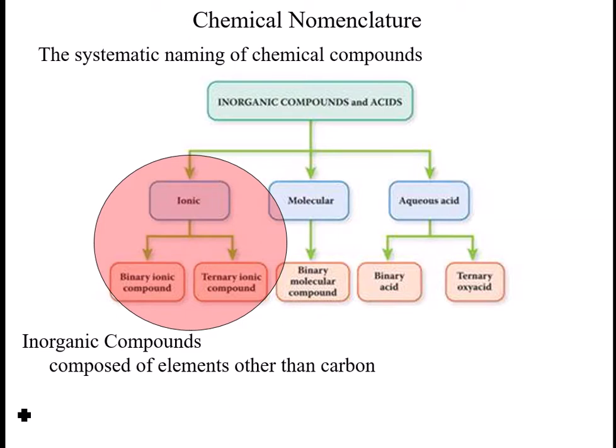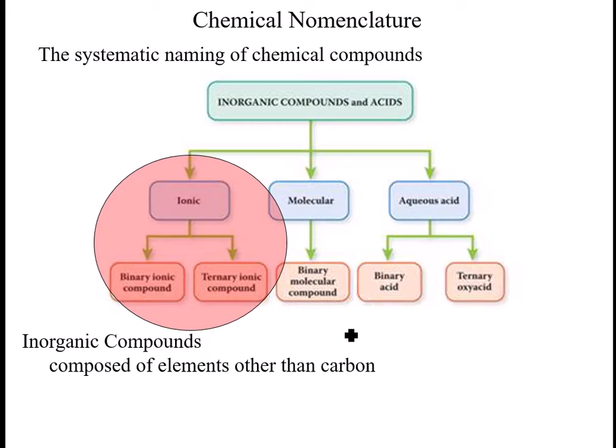Okay, section 2.8 is the naming of simple compounds. Chemical nomenclature is the systematic naming of compounds, and there are 3 areas of this, and I'll probably make 3 different videos with this. So you have ionic compounds, which is the cation and anion. You have molecular compounds, which are 2 nonmetals. We're only going to do binary. And acids, which can either be binary or tertiary.